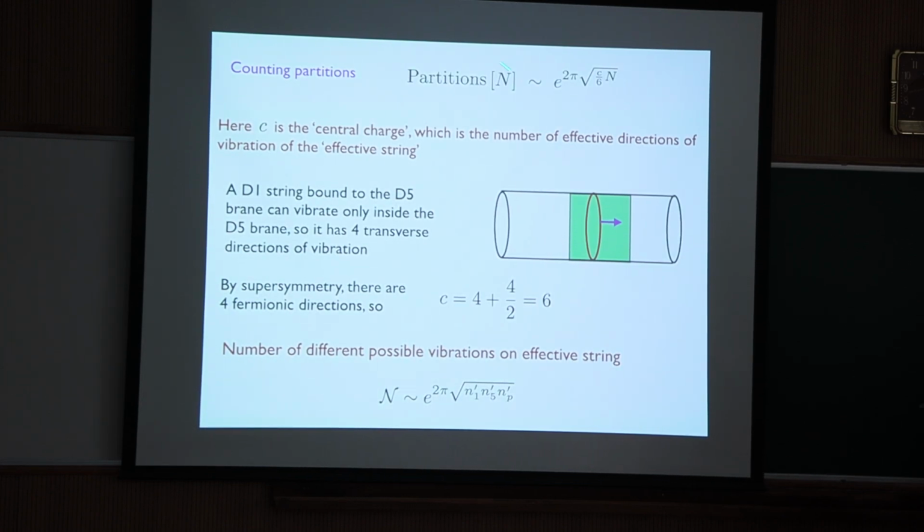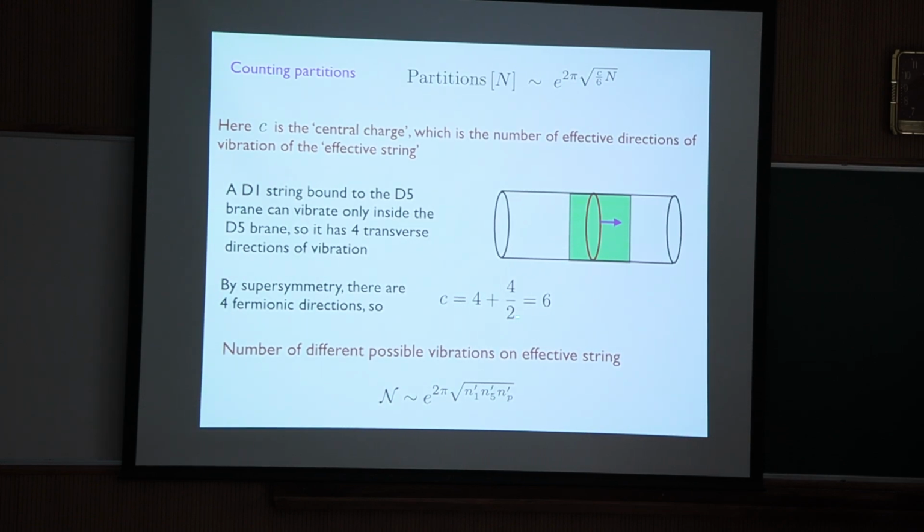If you're counting how many ways to partition an integer n, if I give you n equals 10 and I ask how many ways can you add up integers to get to 10, the answer is given by this number, where c is the number of directions in which the string can vibrate. Okay, so we did that calculation for a string which is bound to a 5 brane, can vibrate in 4 transverse directions. That's the 4.